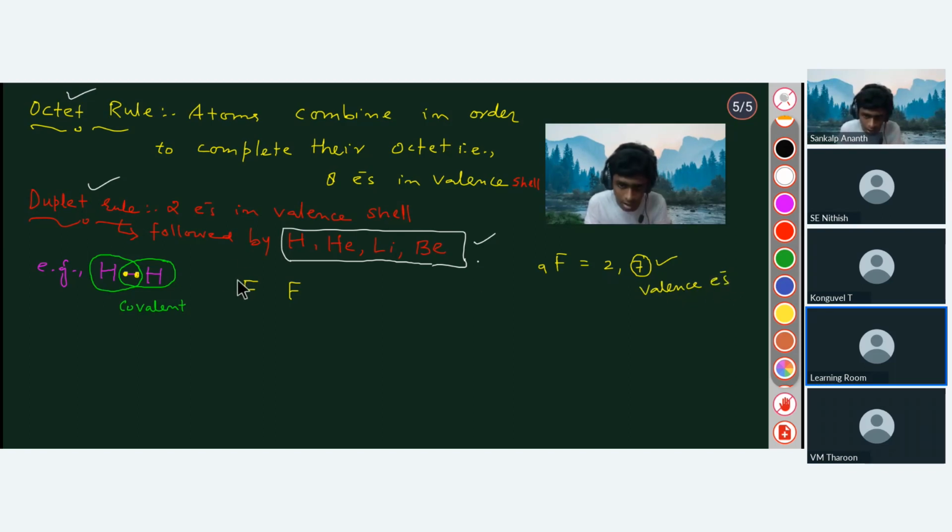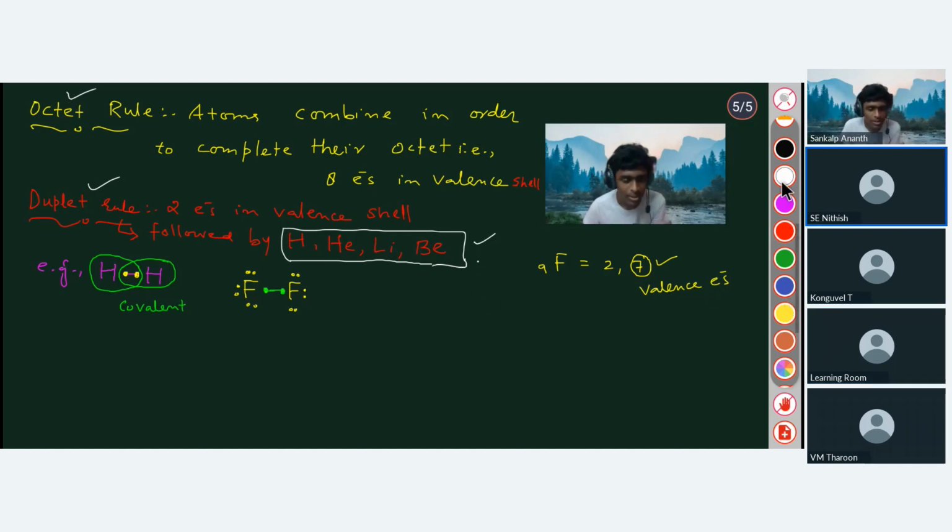Now tell me, among these 7 valence electrons, what will it do? It will just share one electron with another fluorine. Then it will have 6 lone pairs each. The atomic number is 9 and the mass number is 19. Whenever you give the electronic configuration, it means the number of electrons. Now tell me, is the octet complete here or not?